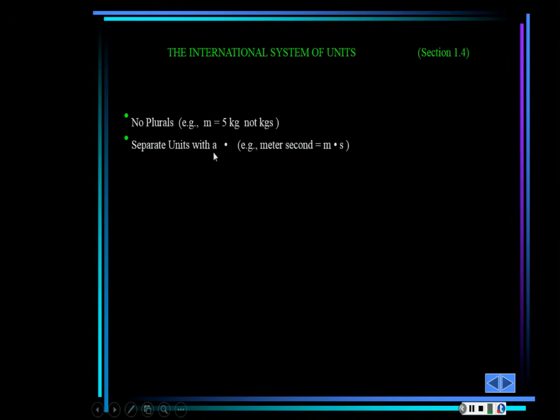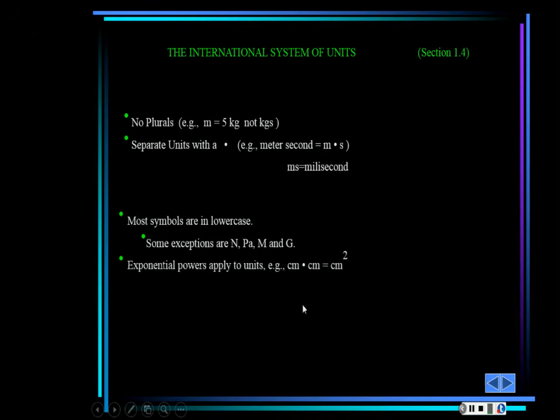You have to separate the units with a dot, because this is meters second, for example. If I don't put the dot, what would that be? Yeah, that would be millisecond. Most symbols are in lowercase, with exceptions for the names, because it's Newton, Pascal, right? And some of the prefixes, mega, giga, etc.